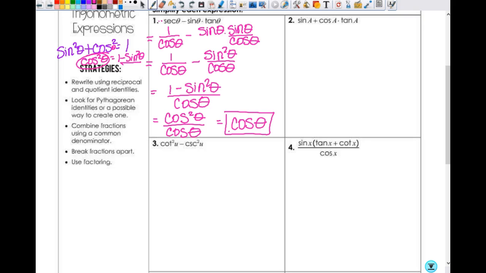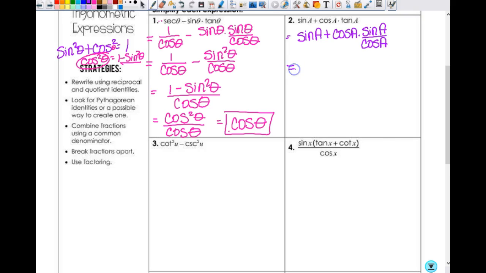This one, there we go. All right, so let's move on to number 2. I've got sine of A plus cosine of A times tangent of A. So again, I can do a quotient thing. I can change my tangent, right? This is equal to sine A plus cosine A times, what's tangent? Sine over cosine.